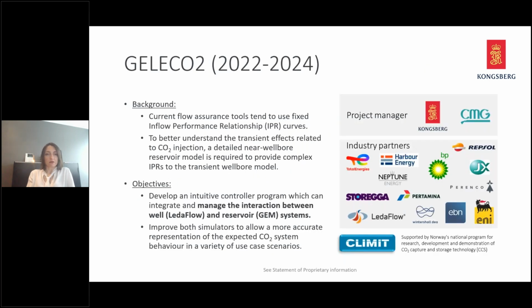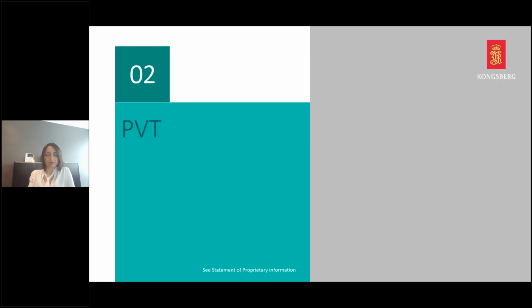I've put a slide here explaining this, the objective of the project, which was to develop a controller to manage the interaction between LedaFlow and GEM. And you can have a look at it if you're looking at the video later on.